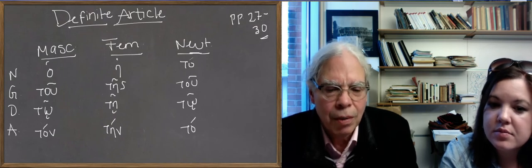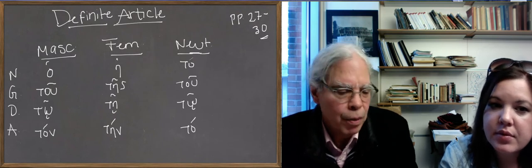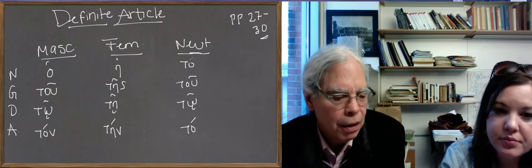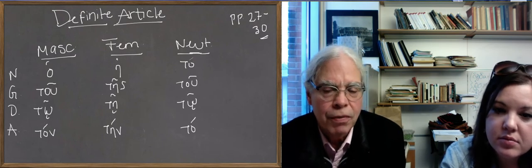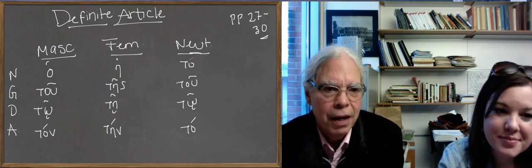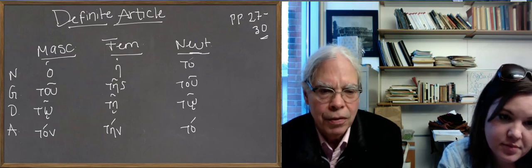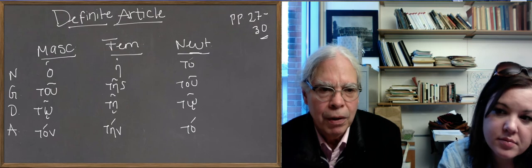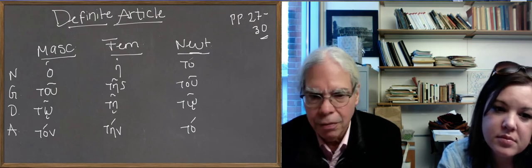Some don't. Some have only two. Those are the ones that go back to before there was a difference between masculine and feminine. But the newer system has three genders for adjectives. So that's why you've got the three genders for this little word: ho, hē, to. Notice that the masculine and the feminine forms in the nominative are different from all the others, okay?